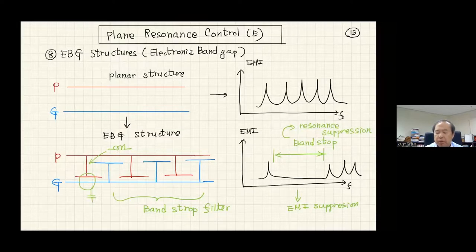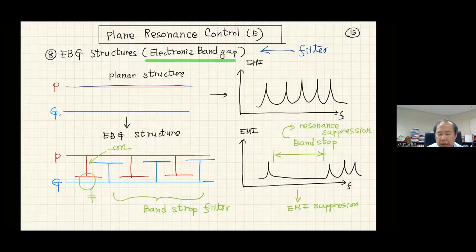Some years ago, my former student did some research on this EBG, electromagnetic band gap structure, and it's actually a filter design. So if you have a power plane and ground plane, you're gonna have certain resonance frequencies for n equal to 1, n equal to 2, n equal to 3. So you're gonna have a series of resonance peaks.